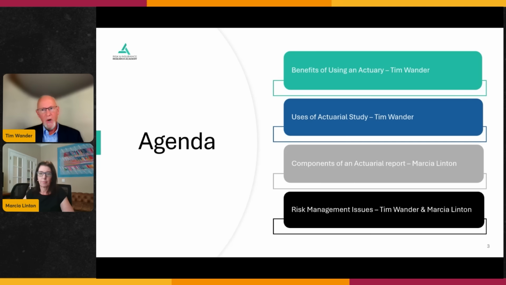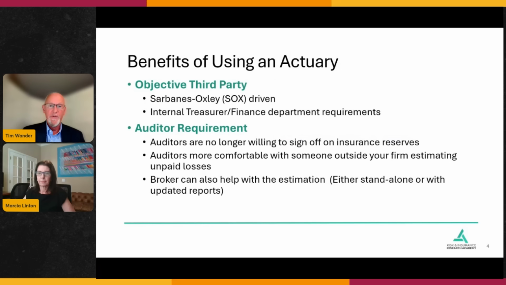Marsha's going to talk about the components of an actuarial report, and then peel back the onion a little bit to see what's in an actuarial report so we can get a better understanding of the information that's in there, which will help us in using that information. And then we'll end with some general risk management issues that can arise from the use of this actuarial study, and some of the risk management pain points that sometimes come up and how we can resolve those issues for us as risk management professionals.